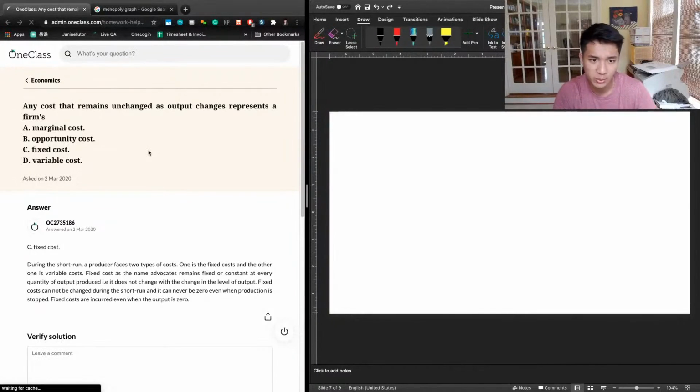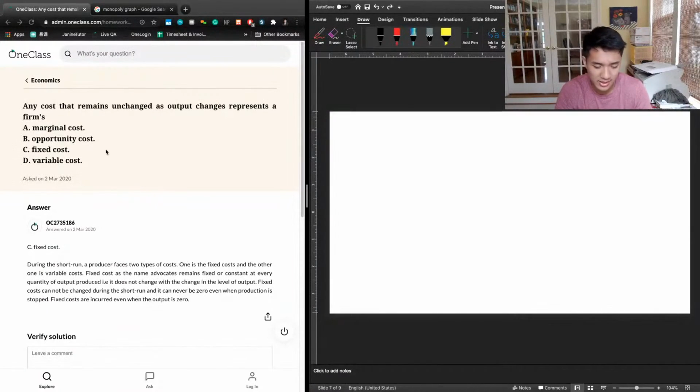Next question says that any cost that remains unchanged as output changes represents a firm's: A, marginal cost; B, opportunity cost; C, fixed cost; or D, variable cost. Again, a definition question. For our purposes here, even if you didn't know definitions, you could probably guess that C, fixed cost, is the correct answer here.